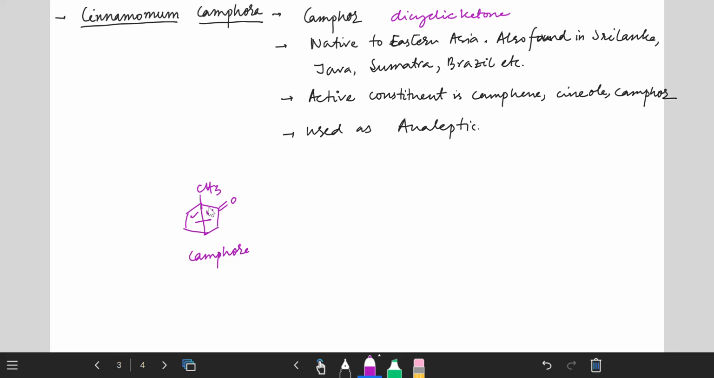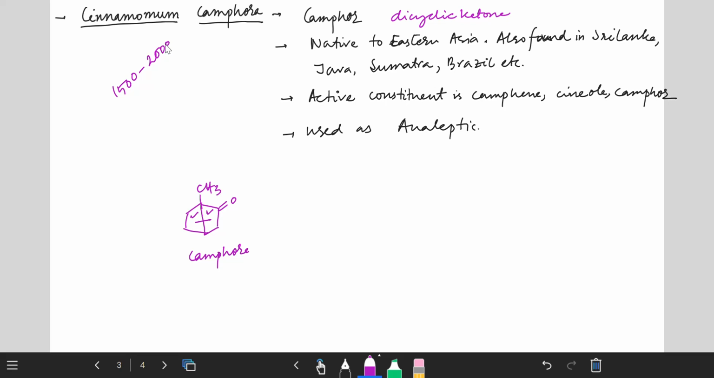It is native to Eastern Asia, also found in Sri Lanka, Java, Sumatra, Brazil, etc. You need to keep in mind that it is mainly found in high altitude regions, 1500 to 2000 feet, and mainly in the Mediterranean region, where the altitude should be in this range or higher.